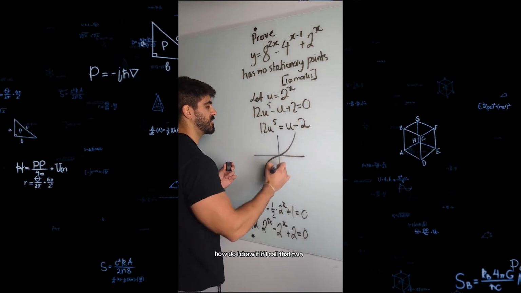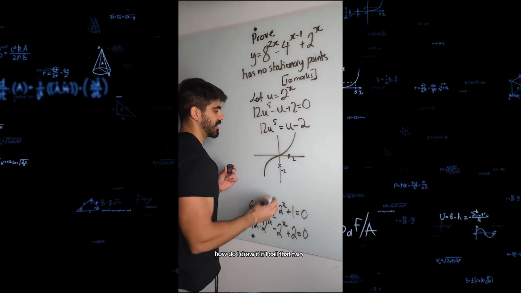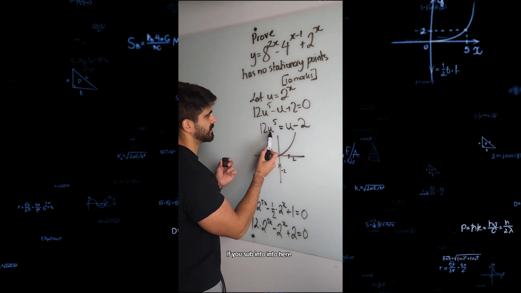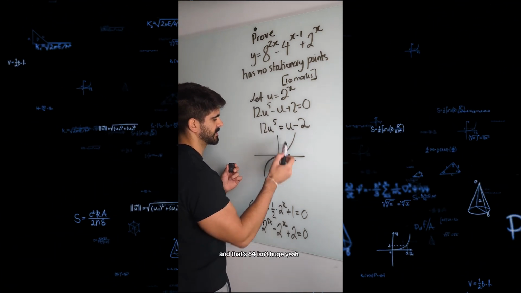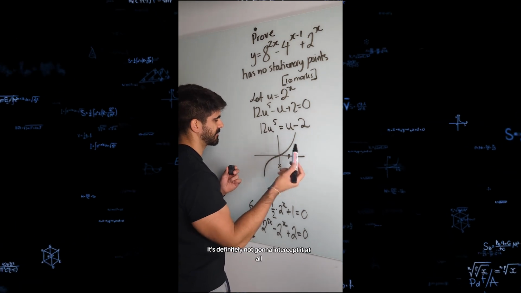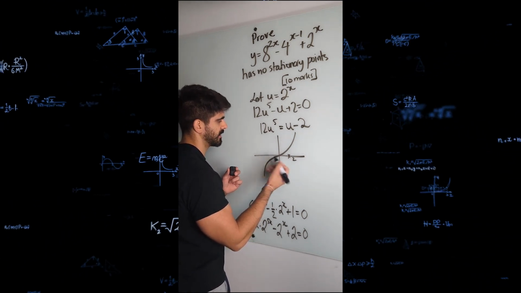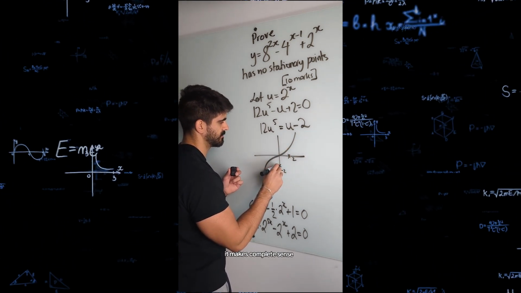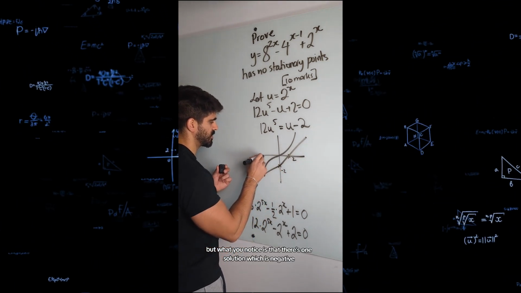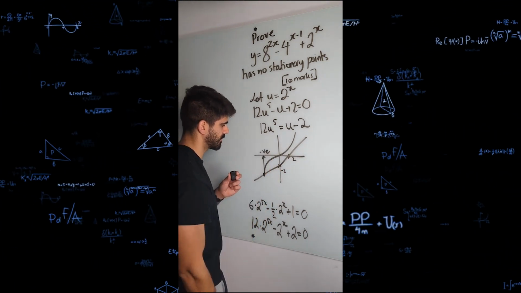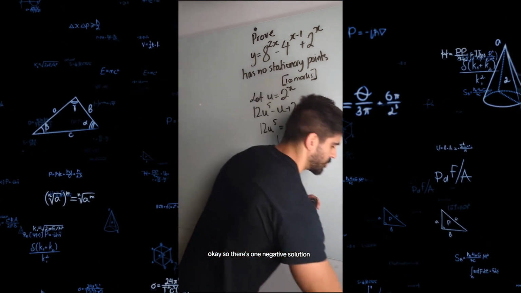Now you might be wondering, how do I draw it? If you sub in 2 into here, you're going to get 64. So if that's 0, and that's 64, it's going to be huge, yeah? It's definitely not going to intercept it at all. And to be honest, it makes complete sense. But what you notice is that there's one solution which is negative. Okay? So there's one negative solution.